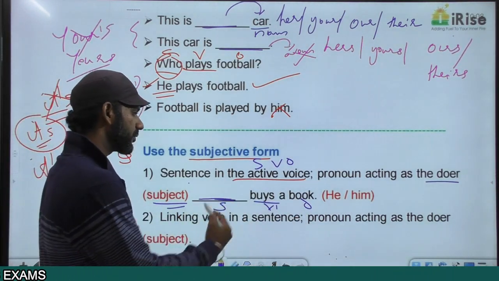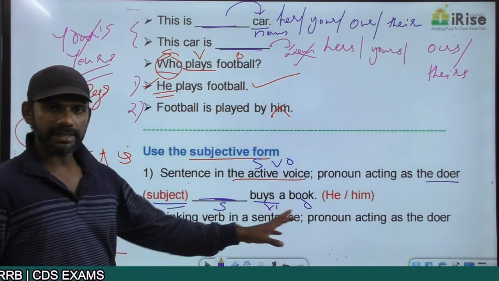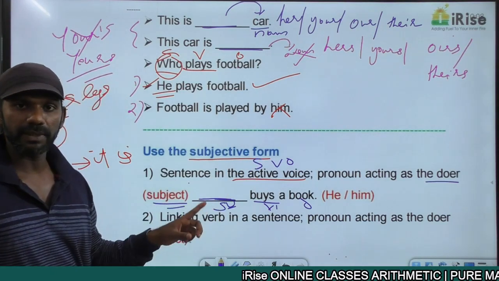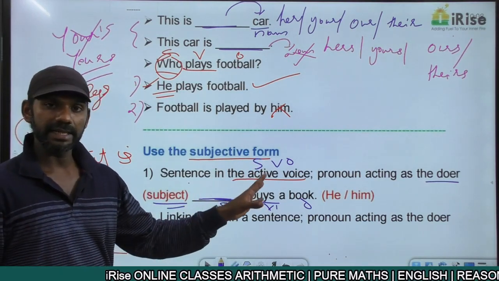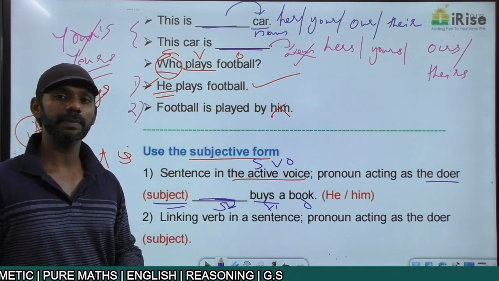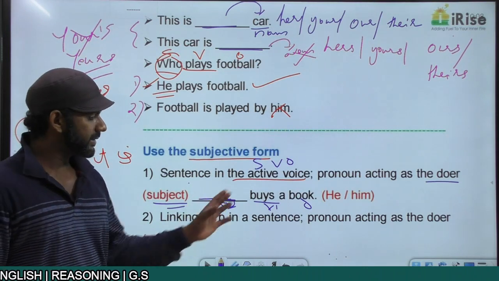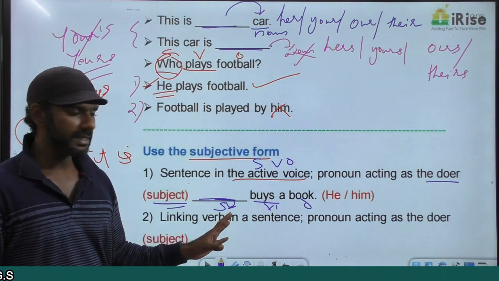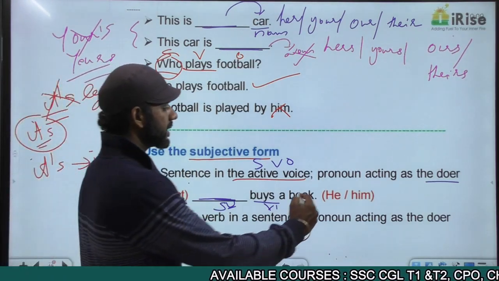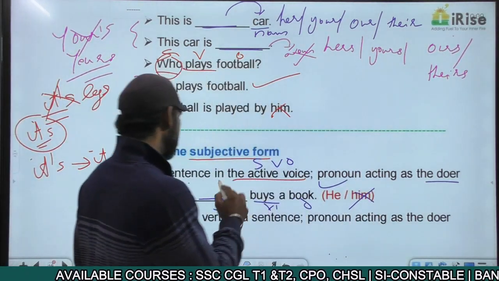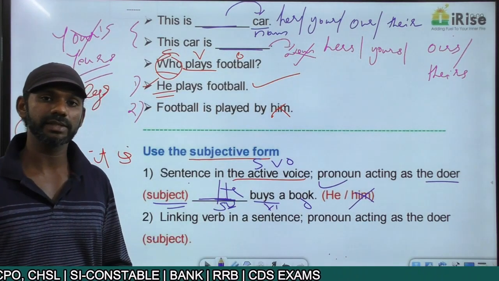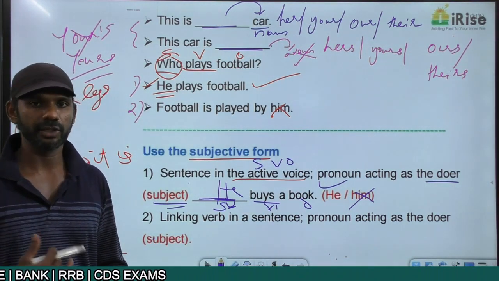This blank must be filled with a pronoun. The sentence is in the active voice. The pronoun is acting as a subject here, and subject means a doer. I told you, if a sentence is in the active voice and the pronoun is acting as a doer in that sentence, that particular pronoun must be in the subjective form. He is subjective, whereas him is objective. The answer must be: He buys a book. So this is the very first case where we need to use subjective pronouns.